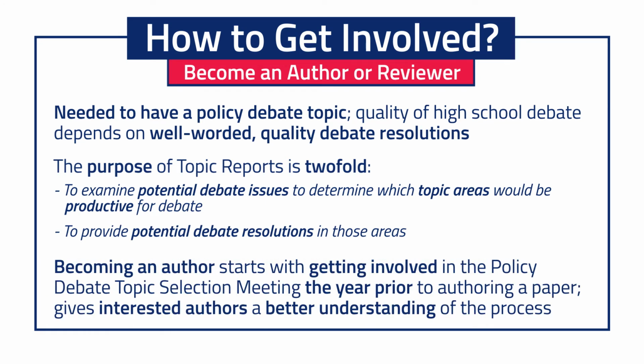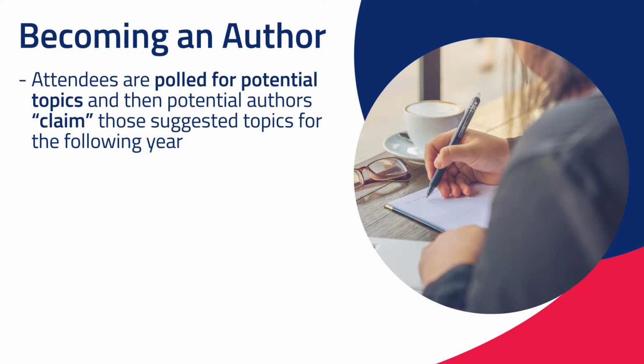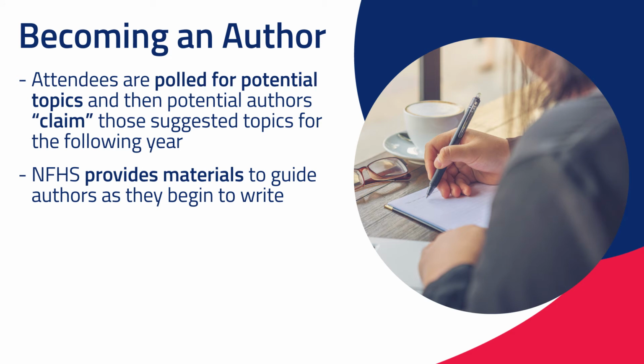Becoming an author starts with getting involved in the policy debate topic selection meeting the year prior to authoring a paper. This will give interested authors a better understanding and grasp on the process and what is expected. Attendees are polled for potential topics for the next meeting, and then potential authors claim those suggested topics for the next year. The NFHS provides materials to guide authors as they begin to write. NFHS staff will continue to provide guidance throughout the process and assist in understanding the timeline.